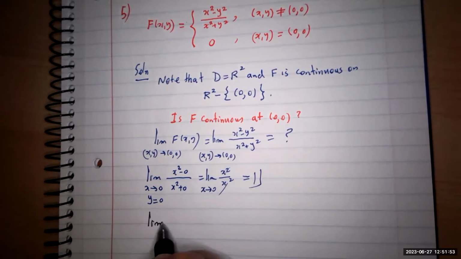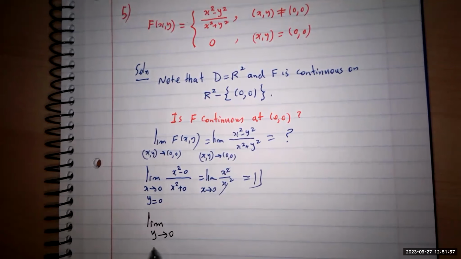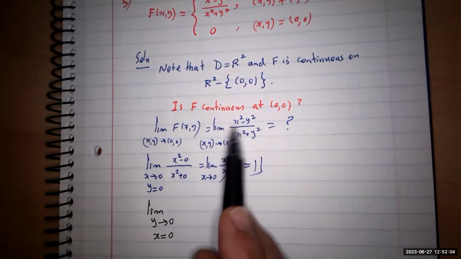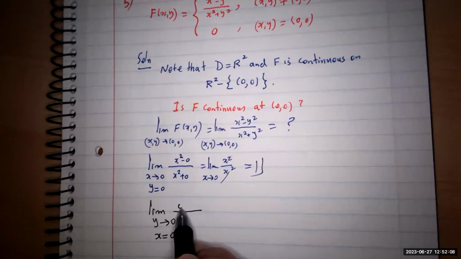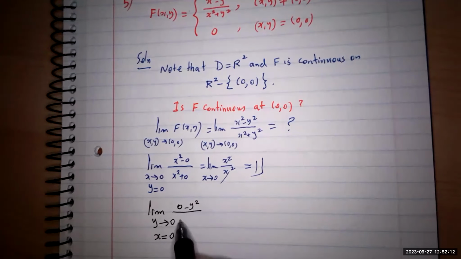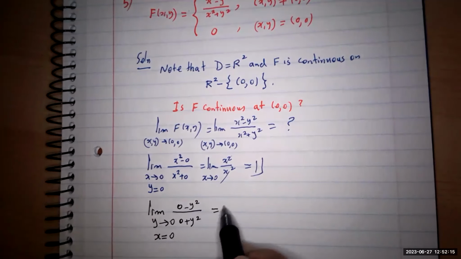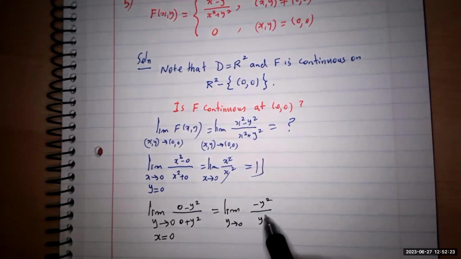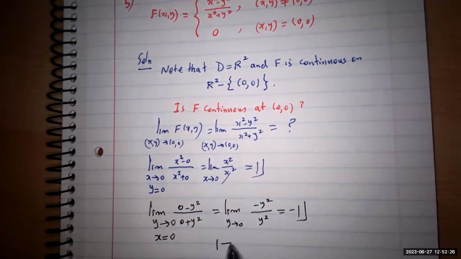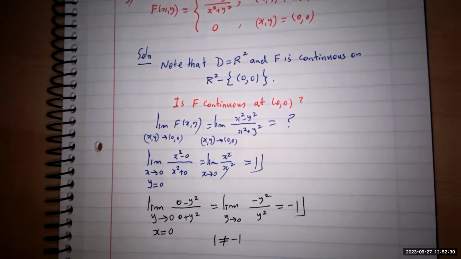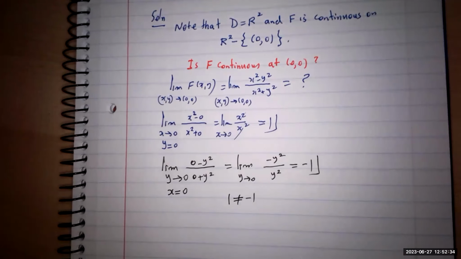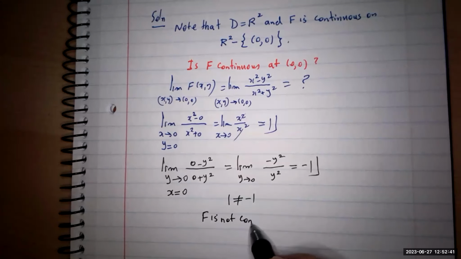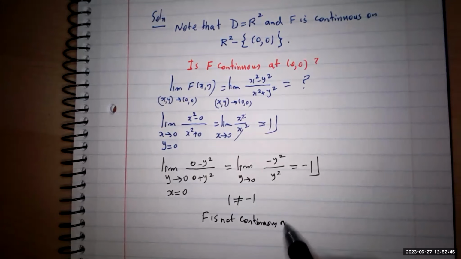Second direction, limit as y goes to 0, with x fixed at 0. Go back, substitute. So x is fixed at 0, so it's going to be 0 minus y squared over 0 plus y squared. So we arrive at the limit as y goes to 0: the top is negative y squared, the bottom is y squared. So we simplify, we get negative 1. That's it. 1 is not equal to negative 1. So the limit does not exist, and so the function is not continuous at (0, 0). Okay, so f is not continuous at (0, 0).